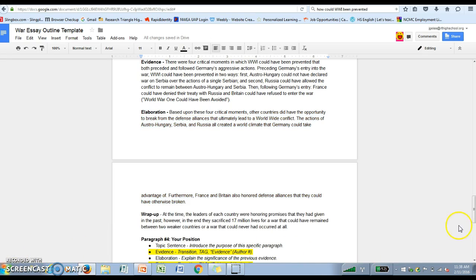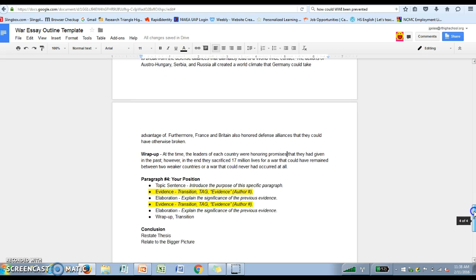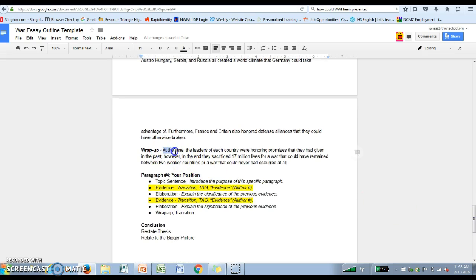So let's take a quick look at our last sentence of the paragraph, the wrap-up. It says, at the time, the leaders of each country were honoring promises that they had given in the past. However, in the end, they sacrificed 17 million lives for a war that could have remained between 2 weaker countries or a war that could have never occurred at all. So what this is doing is it's restating your position as a writer.